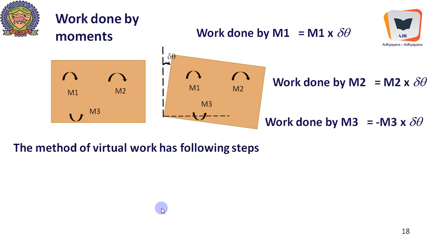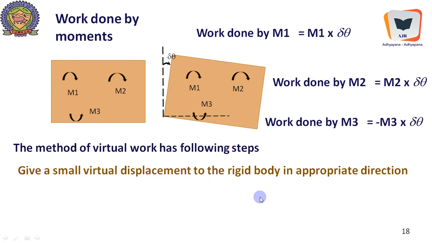Therefore, whenever we apply virtual work, it has precise steps which go like this. Give a small virtual displacement to the rigid body in the appropriate direction, depending on the problem. If it is a problem related to an inclined plane, we need to give displacement along the incline, either rightwards or leftwards, depending on the situation. If it is a particle subjected to concurrent force systems, we can give a small virtual displacement horizontally rightwards or vertically upwards, an imaginary, fictitious displacement.